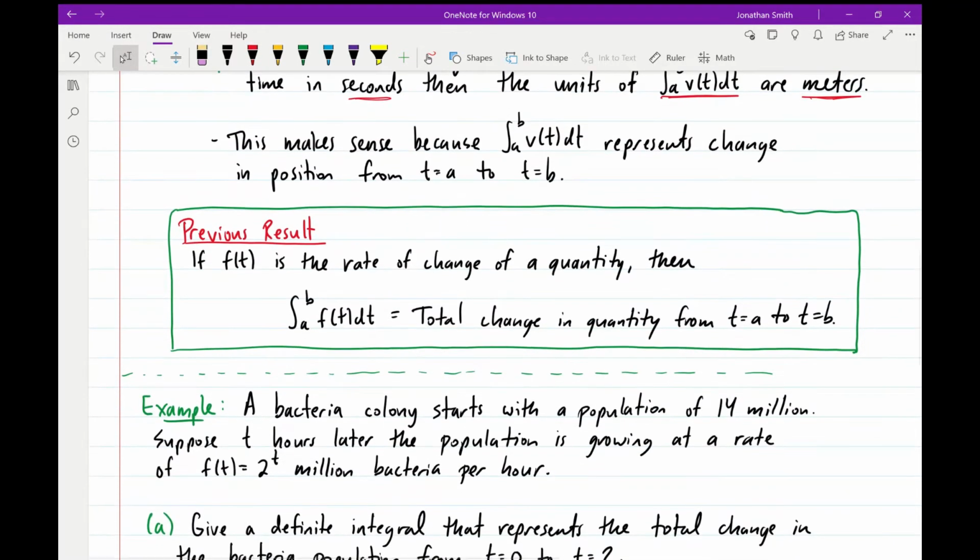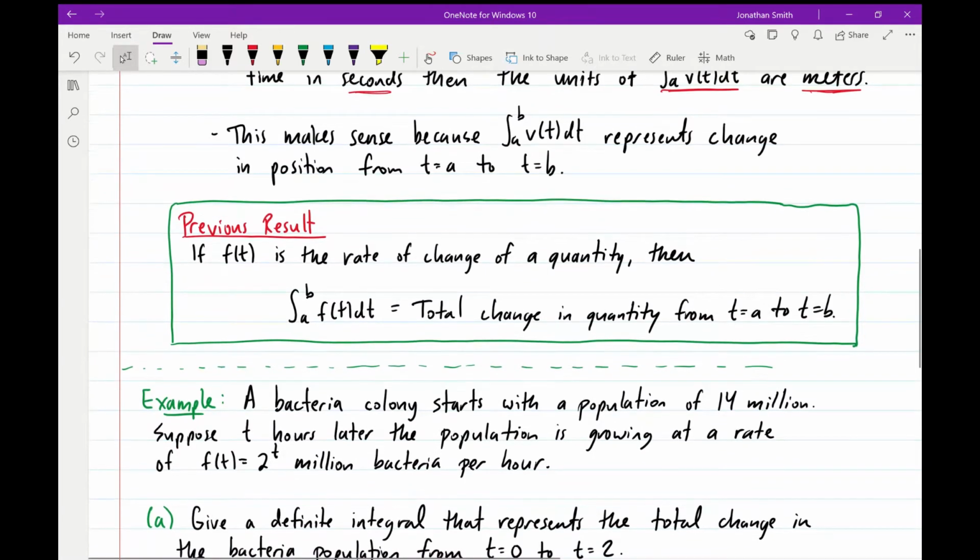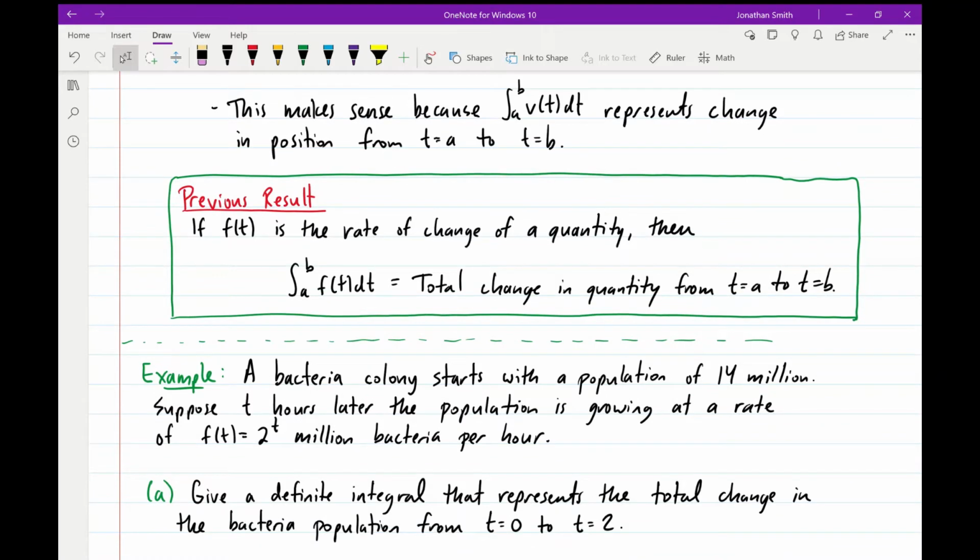And then maybe just a previous result to remind you of before we get going with a bunch of different examples. If we have a function f of t that gives us the rate of change of some quantity with respect to time, it doesn't matter what that quantity is, then the definite integral from a to b of the function f of t is equal to the total change in that quantity from t equals a to t equals b.